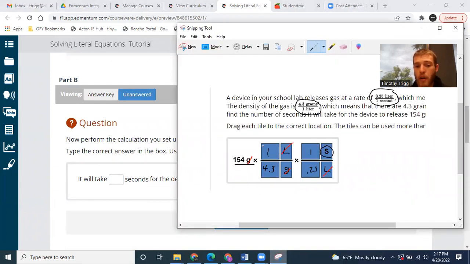Remember, you multiply the numerator times numerator times numerator. So in this case, that's 154 times 1 times 1. So that's 154. And then in the denominator, you multiply 4.3 times 0.25, giving us 1.075. Just divide these.